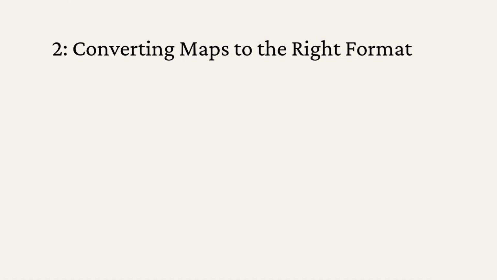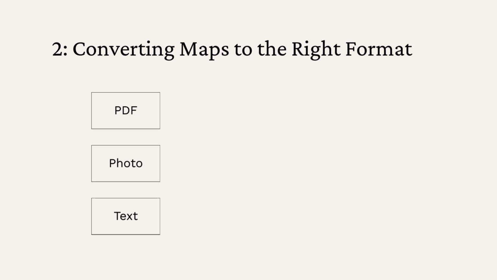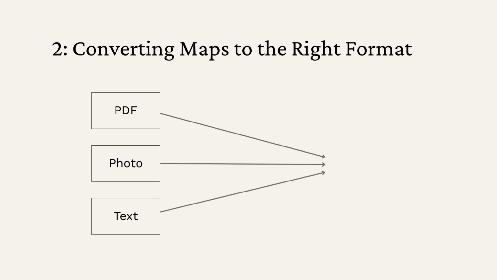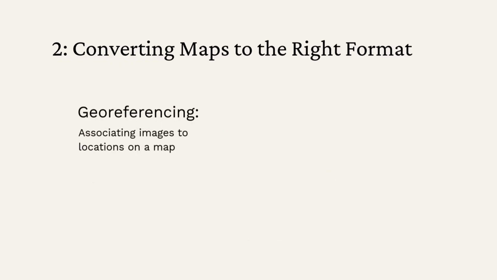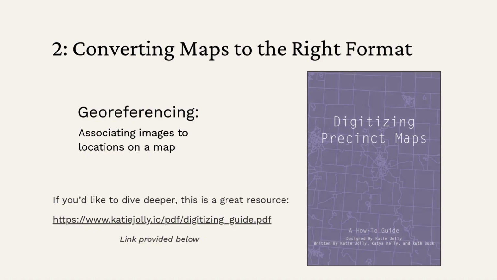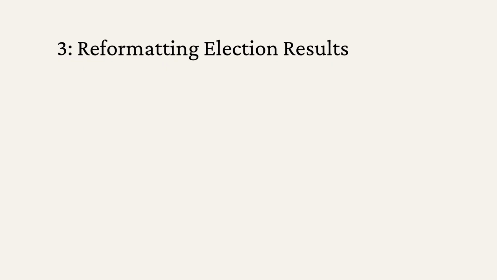Files that are not in a geospatial format must be transformed before we can proceed to the next step. This involves converting any maps that are provided as PDFs, photos, or textual descriptions into a geospatial format. This is done through the process of georeferencing, or associating images to locations on a map. This process must be completed for all counties within a state that do not already have precinct maps in a geospatial format.